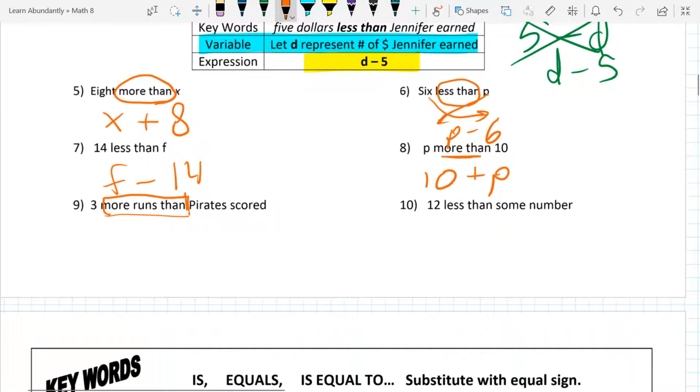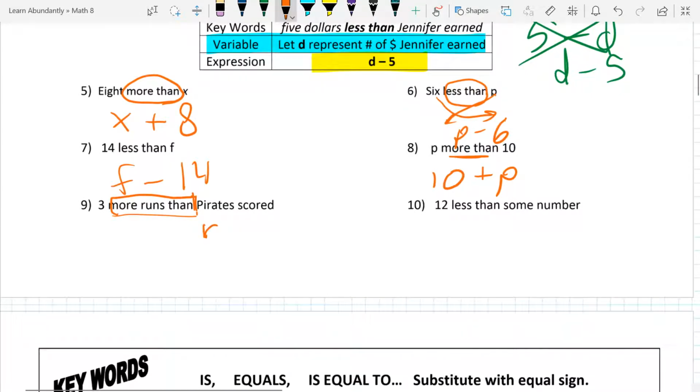Since it gave us a real situation, we're going to use a variable for the runs the Pirates scored. So I'm going to go ahead and write down R equals runs Pirates scored. Now that I have defined the variable, I'm going to go ahead and say R plus 3. Again, I have to switch the order because it says more than. So I use runs the Pirates scored plus 3. Number 10, 12 less than some number. So again, it's letting us pick. So we're just going to go ahead and pick X.